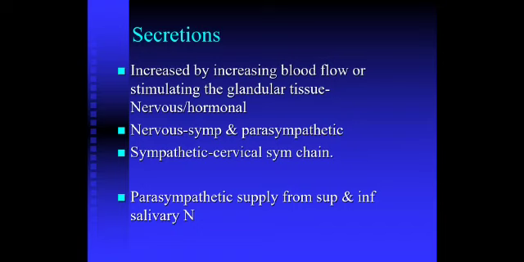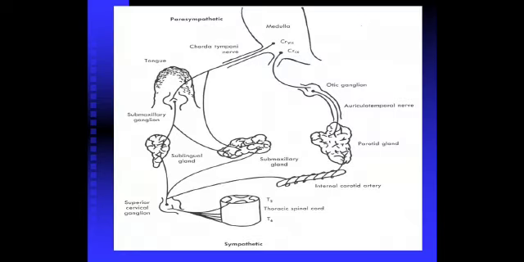The secretions are increased by increasing blood flow or stimulating the glandular tissue. The secretions can be under the control of nervous and hormonal mechanisms. The nervous control is by the autonomic nervous system, which has two limbs, the sympathetic and the parasympathetic. The sympathetic is through the cervical sympathetic chain. The parasympathetic supply is from the superior and inferior salivary nucleus.